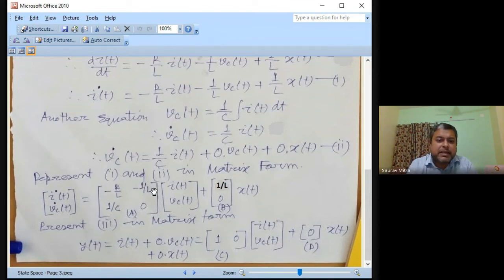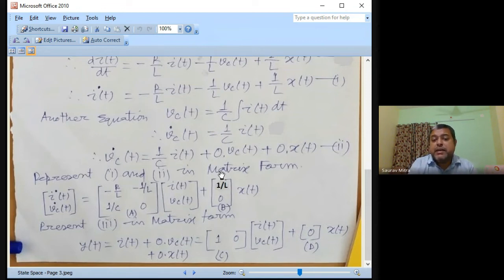Final time I'm telling you, i dot(t) and Vc dot(t), these are the state variable differentiations, is equal to [-R/L, -1/L; 1/C, 0]. This is the most important matrix in state variable representation. This is called the A matrix, or the state matrix. What are i(t) and Vc(t)? These are the state variables. So there are two state variables, i(t) and Vc(t).